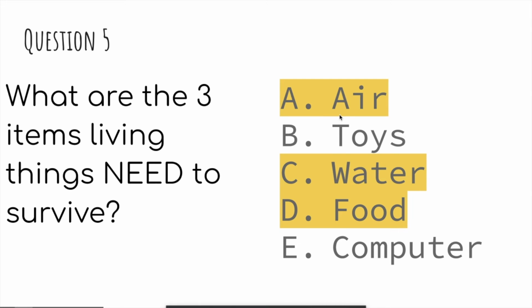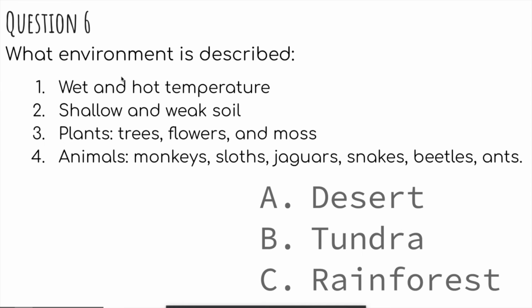If you said air, water, and food are the items living things need to survive, you are correct. Air, water, food are the things living things need to survive. Question 6 is asking, what environment is described below?